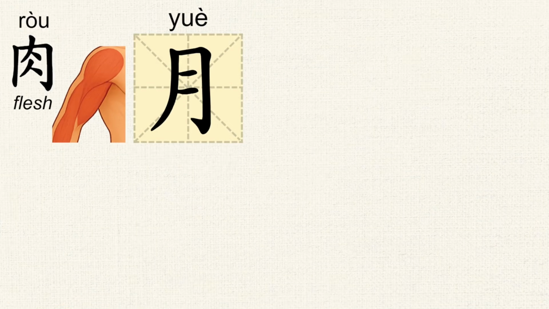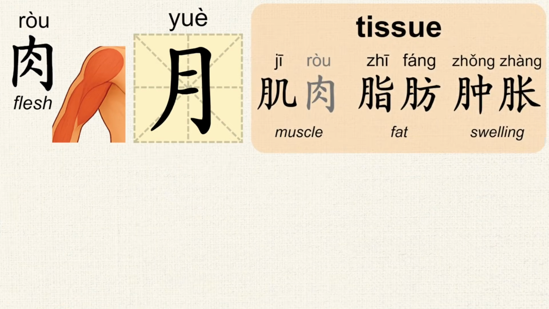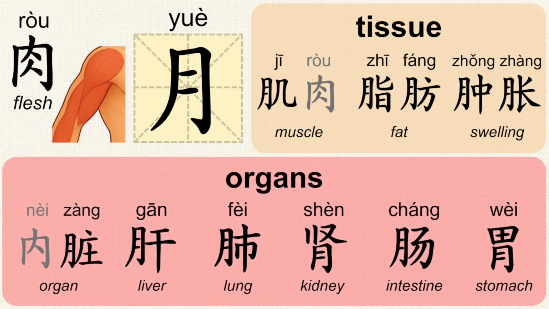It also appears in characters describing bodily tissues like jiro for muscle, zhifeng for body fat, or zhongzhang when something is swollen. Another important category are the internal organs, neizang. They include gang, the liver, fei, the lungs, sheng, the kidneys, cheng, the intestines, and wei, the stomach, as well as numerous others.